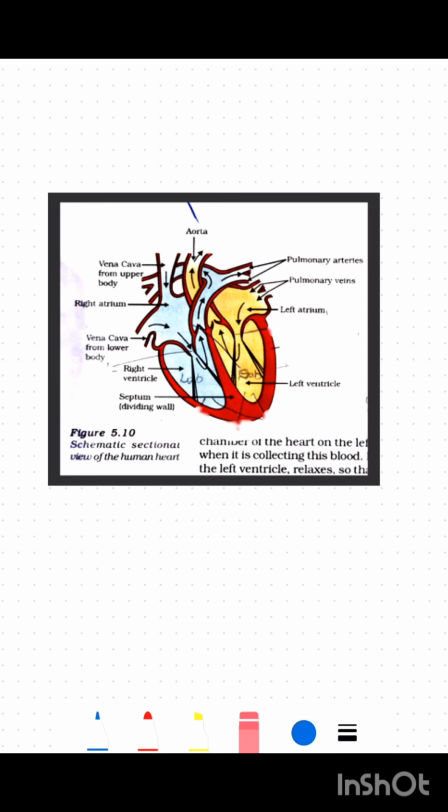So the heart is the pumping organ of our body. Many students who are reading initially understand that the heart is used for purification of the blood. No, my dear students, the heart is used only for the pumping of blood. See, pumping of blood is very essential.